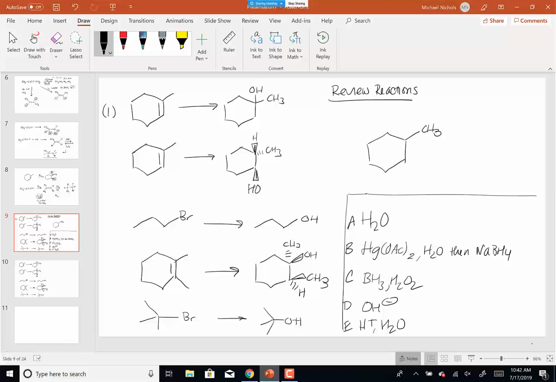Okay, so really, because if you're adding the H and the OH, you are adding it Markovnikov. And remember that the mercury acetate water does add Markovnikov. Now it adds the H and the OH 100% trans, but in this case, since there's 2 hydrogens here, trans is okay. So either B or E would work for this. Okay, how about number 2?